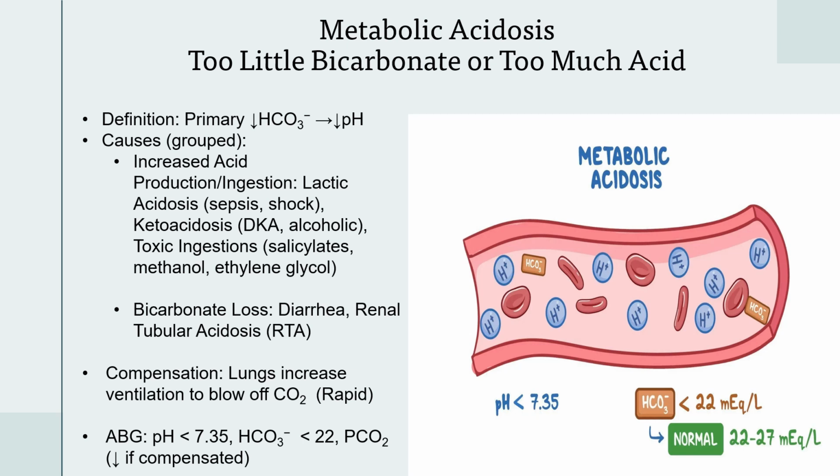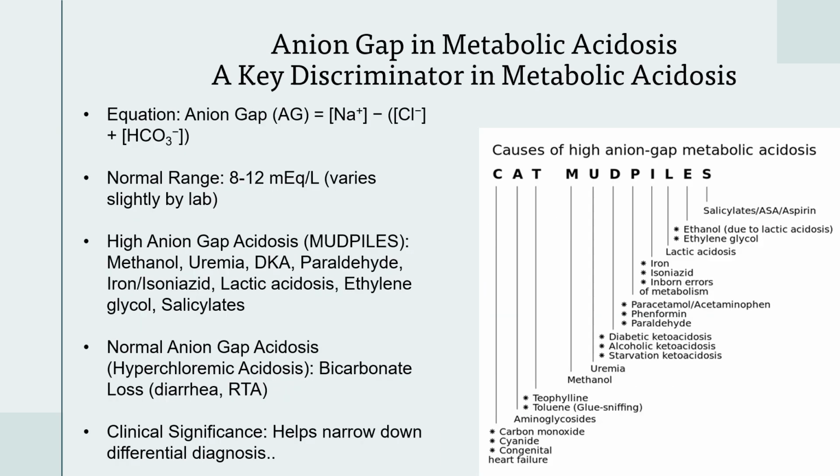Now, when we talk about metabolic acidosis, there's a little twist here, a wrinkle, shall we say. It is acidosis because the pH is going down, the hydrogen ion concentration is going up for sure. But a key discriminator in this particular condition is what is called the anion gap. What is an anion gap? Basically, an anion is a negatively charged ion, right?